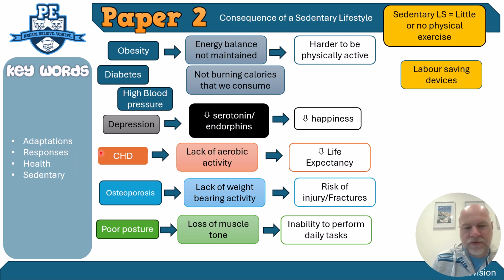Back to the physical aspects, we've got increased risk of CHD, coronary heart disease, sorry, and it's because of a lack of aerobic activity. Aerobic activity is where you're using oxygen to generate energy, and it's usually through consistent, constant exercise, a longer duration of exercise, but maybe at a lower intensity. The impact of that is it can lower your life expectancy, so you're more likely to die younger, and that's a serious issue for many people.